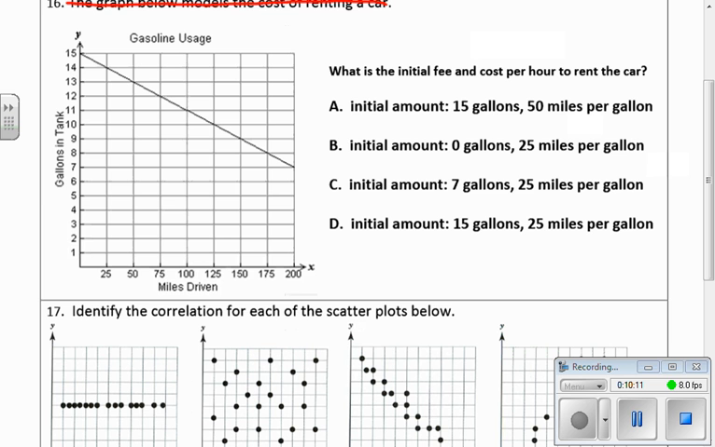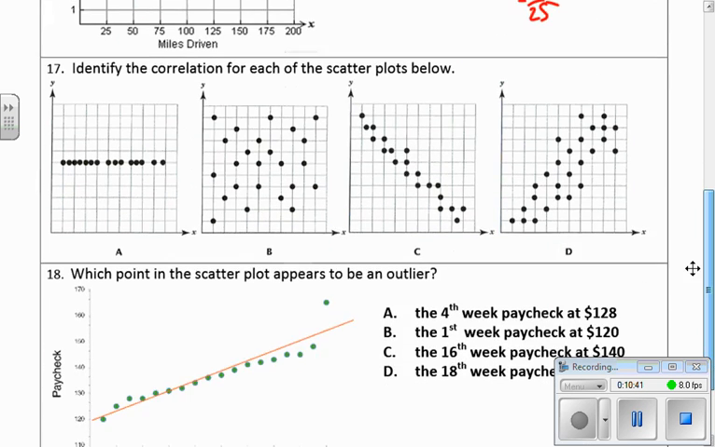So what is the initial fee? The initial fee is where the graph starts on the y-axis, so that's 15. So cross out B or C. And the cost per hour, well, it should be negative. I guess we forgot to change the choices. But you can see that it's going down 1 over 25. So it's negative 1 over 25. So none of these answers match up. This one says 25, so we'll go with that. But as long as you can identify the slope and the y-intercept from the graph, you know what you're doing.